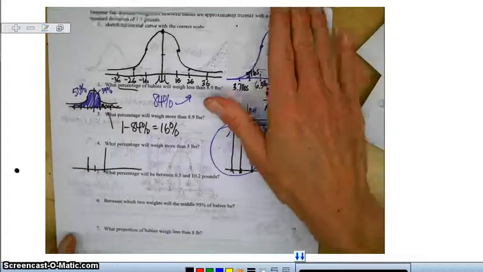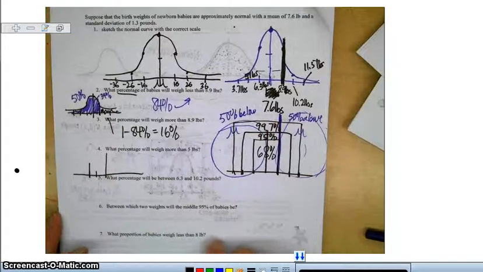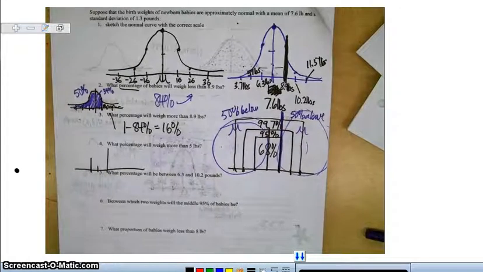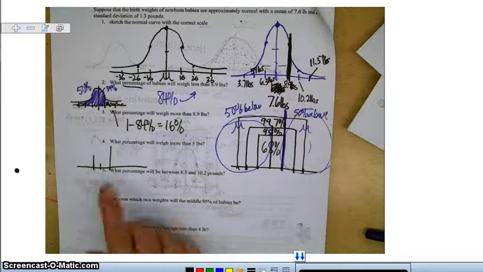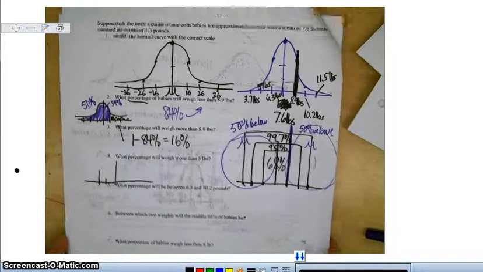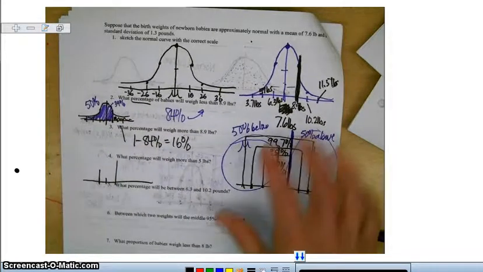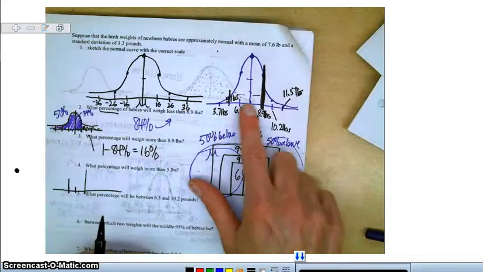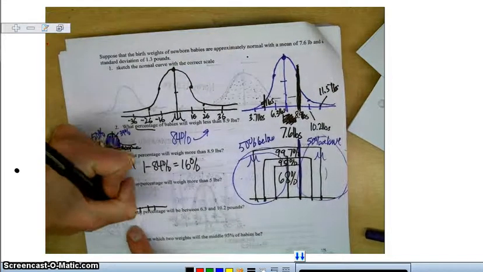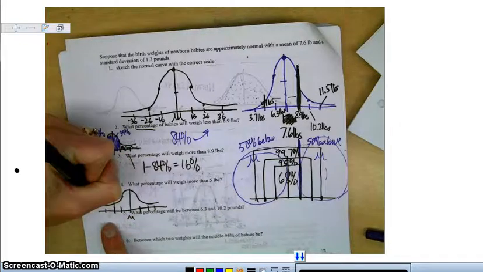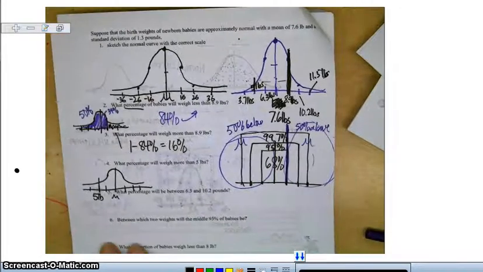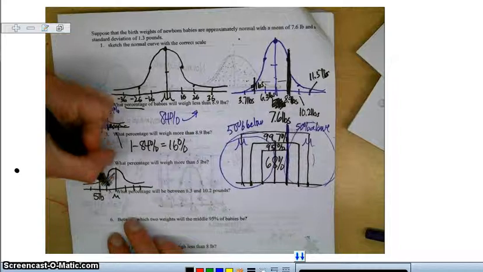So we were on question number 4, and we hadn't really started it. We were talking about baby weights, and we have our normal distribution here. So the question now is, what percentage will weigh more than 5 pounds? I'm going to go up here to my picture, and here's the 5 pounds, so everything above that is more than 5 pounds. If I just do another picture down here, here is my normal distribution, and here's where the 5 pounds is, and everything above that is what I want to find, what percentage.